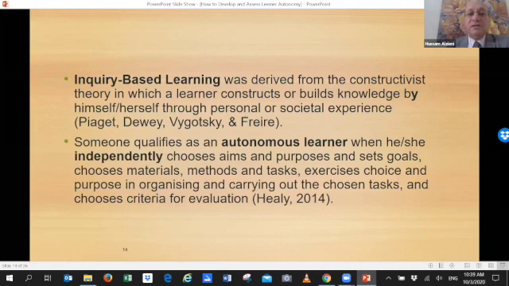Inquiry-based learning or inquiry-based skills was derived from the constructivist theory by Vygotsky and Piaget, in which a learner can construct his own knowledge by himself through his personal and community experience. I also looked up the relation between inquiry-based skills and learner autonomy, and I found a positive relation between both of them, as the autonomous learner can independently choose aims and purposes, research, compile or synthesize information, and reach solutions. This learner could have some HOTS, higher order thinking skills.